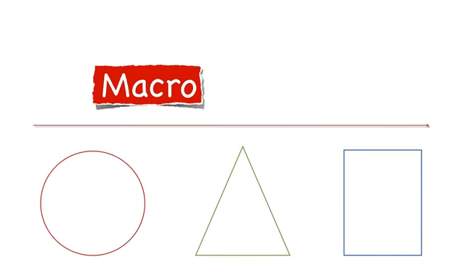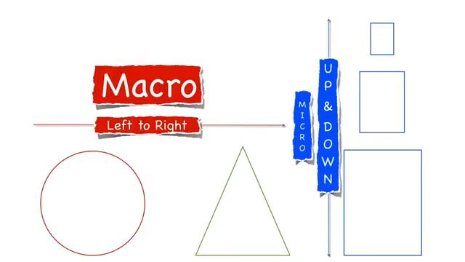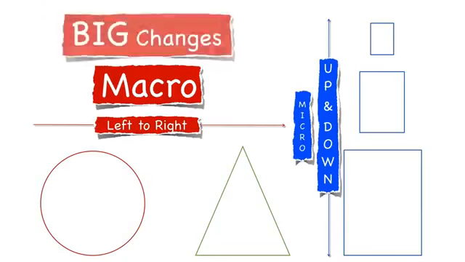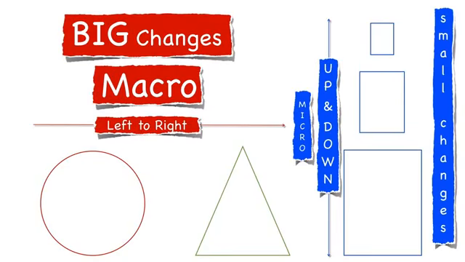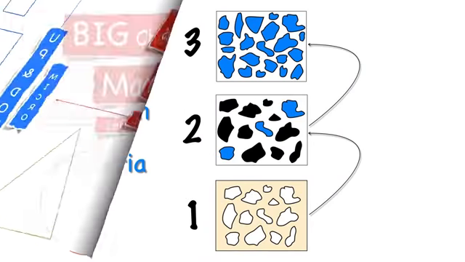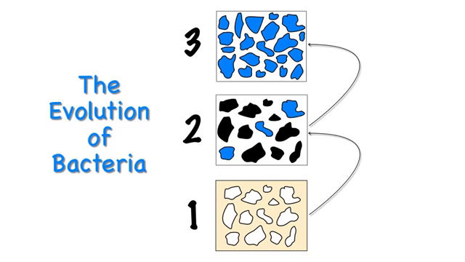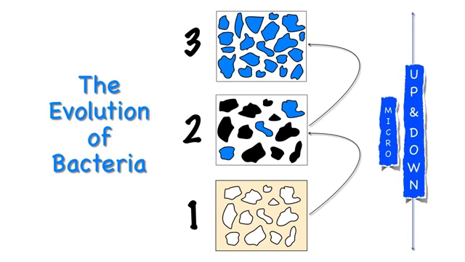So looking at macro and microevolution together, you can think of macro as going from left to right with gradual changes across types, and microevolution as up and down with changes within types. I also like to think of macro as resulting in big changes, with microevolution resulting in small changes. Now, with this understanding of macro versus microevolution, let's revisit our bacteria slide. Based on what we have just learned, what type of evolution took place with the bacteria here? Was it macro or microevolution? This would be an example of microevolution.